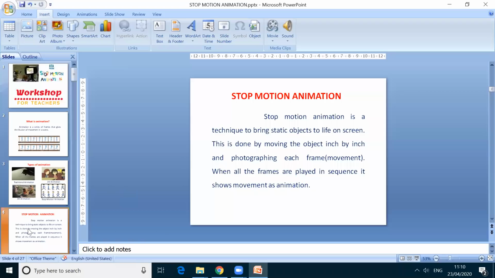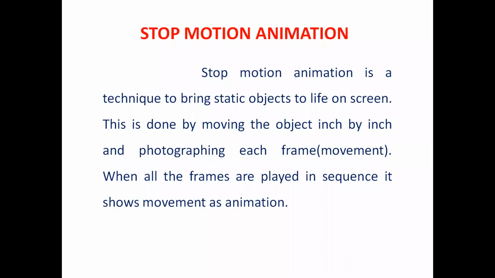Okay, this type of animation is called stop motion animation. Stop motion animation is a technique to bring a static object to life on screen. This can be done, as I did earlier, by moving an object inch by inch and taking photographs. After that, the photographs are run sequentially, which makes an illusion as a video. This video is called stop motion animation. Today we are going to do some hands-on work using Stop Motion Studio, an Android app that I will tell you about later.